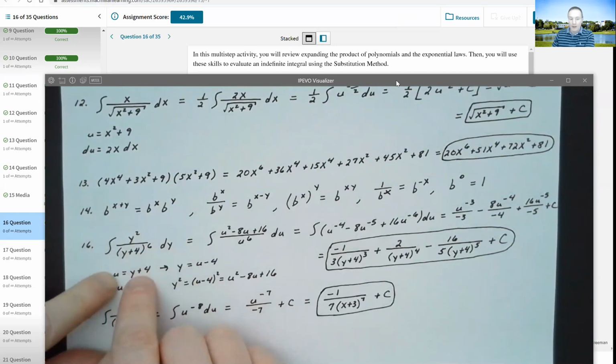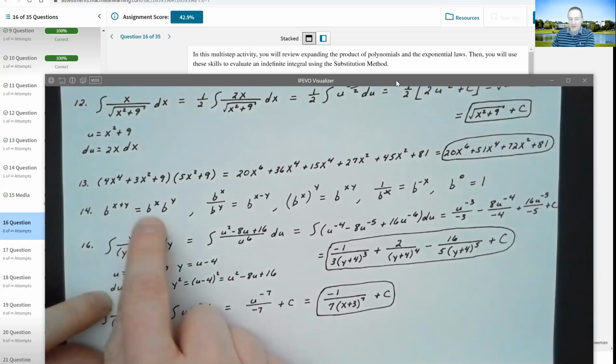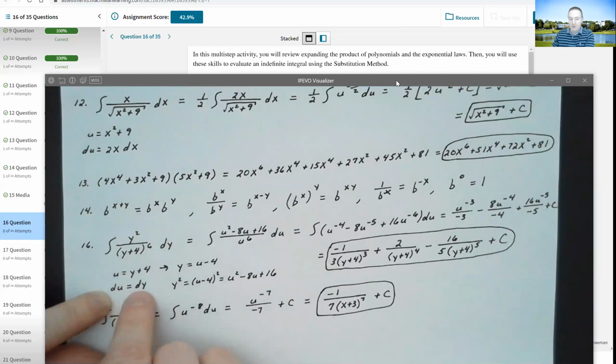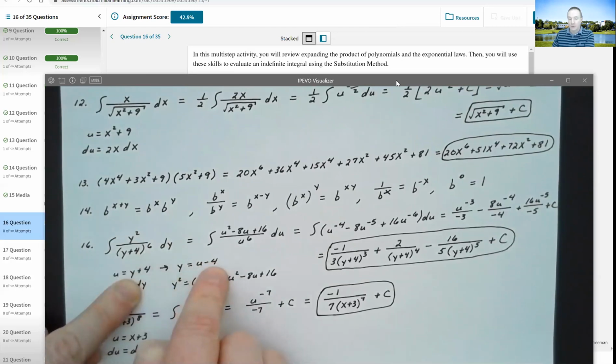I let u equal the denominator, y plus 4. But the problem with that is du is just going to be dy. So that y squared doesn't get canceled out in the substitution process. You have to force it out. So here's how I force it out. I said, well, if u is equal to y plus 4, then that gives me an equation for y in terms of u too. I can say y is equal to u minus 4.